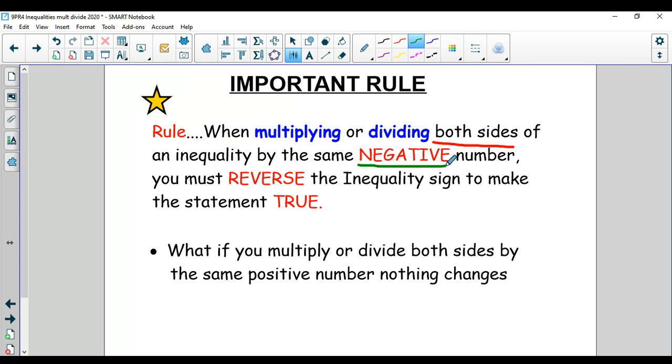And then down below, I have a point. What if you multiply or divide both sides of the inequality by the same positive number? Nothing changes. It's only when it's a negative number. Let's look at two examples.